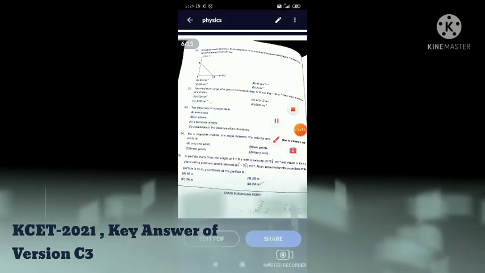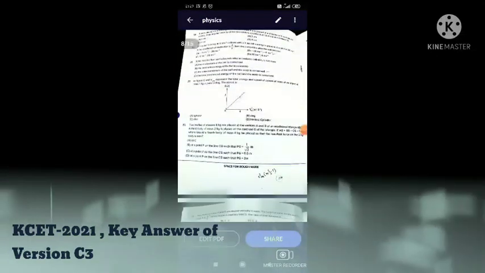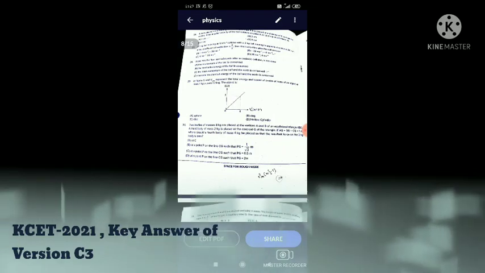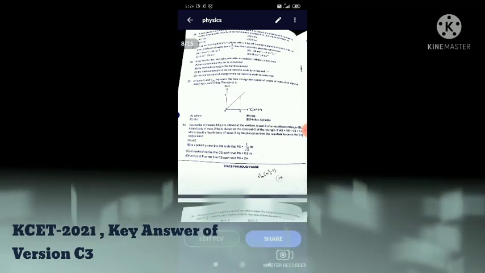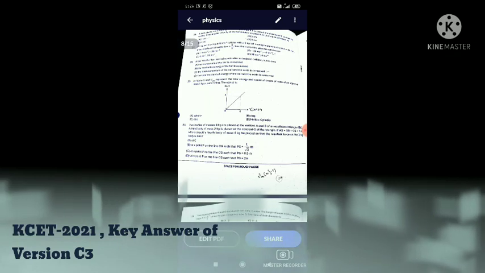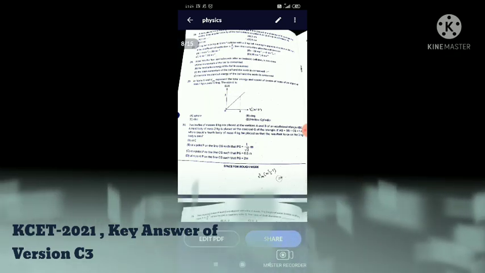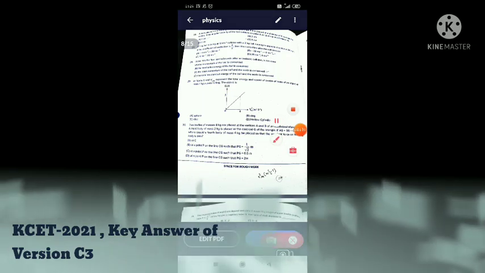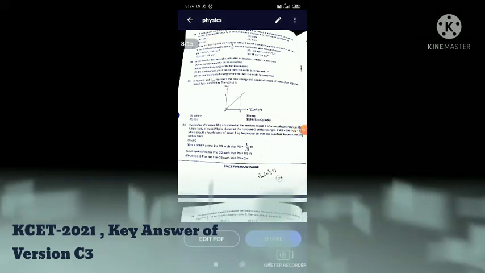Next we will move to the question 26. A coin placed on a rotating turntable just slips if it is placed at a distance of 4 cm from the center. If the angular velocity of the turntable is doubled, it will just slip at a distance of. The correct answer for the 26th question is A. Next we will move to the 27th question.